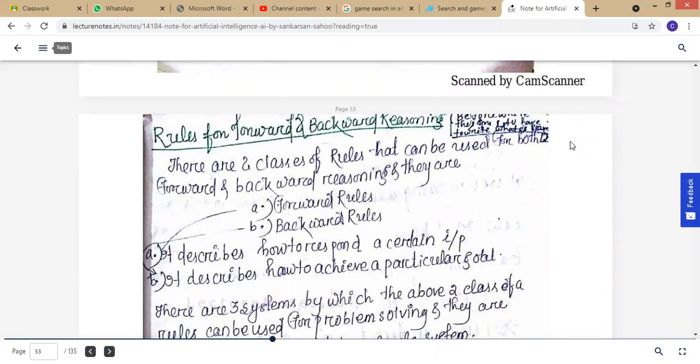Two classic rules can be used for both forward and backward reasoning: forward rule and backward rule.